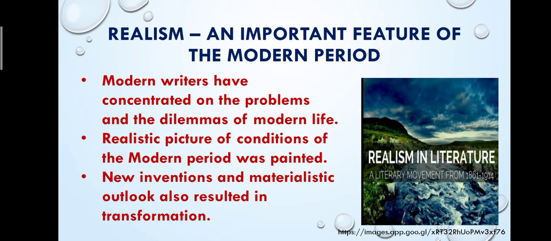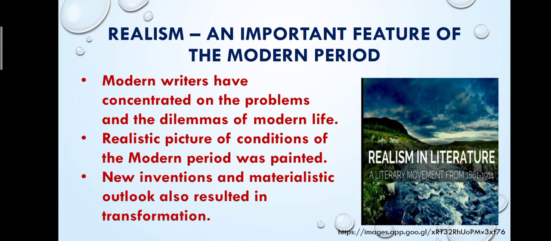Now, coming on to the next feature, that is realism. Realism is another significant characteristic of the modern period. Literature and life of the modern age are governed by realism. The modern writers have concentrated their attention on the problems and dilemmas of modern life. The new inventions and discoveries have brought a transformation in the old romantic values of life and have provided a materialistic outlook towards life. The writers belonging to this age paint a realistic picture of the conditions of this period. So this is all about the feature of realism.